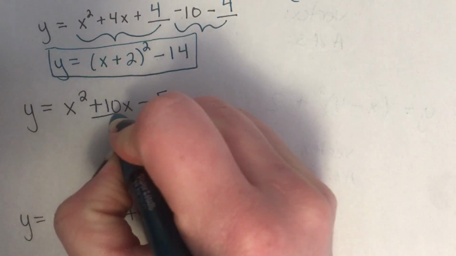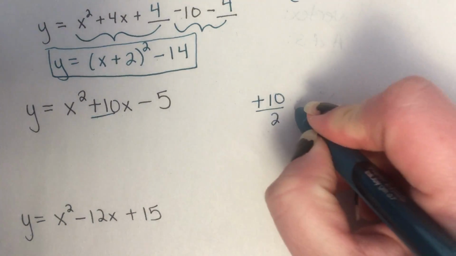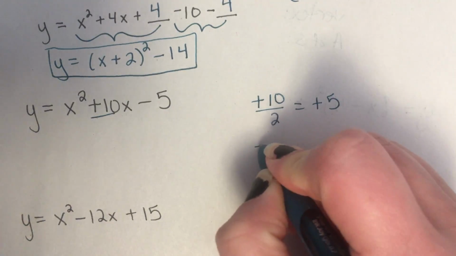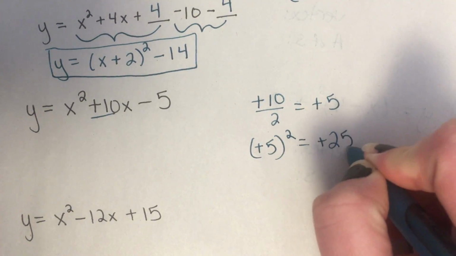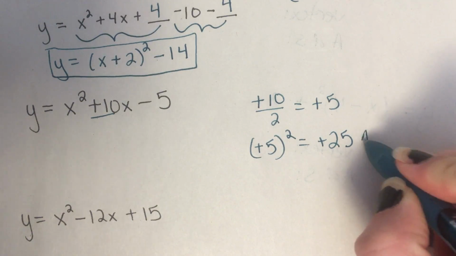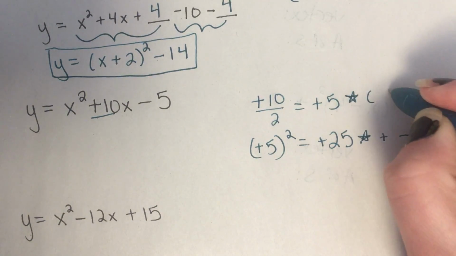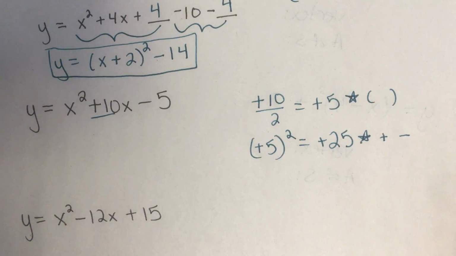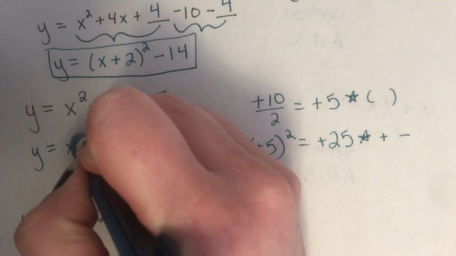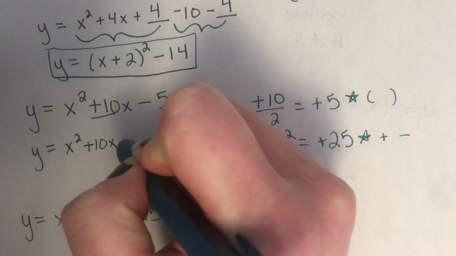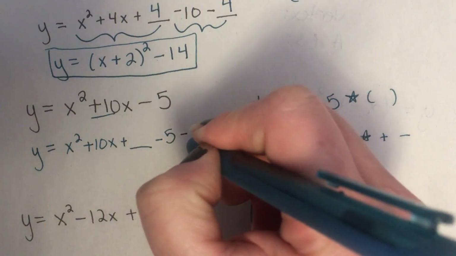So I can take this positive 10 off to the side, divide by 2 to get positive 5, take positive 5 and square it to get a positive 25. This is the number that I'm going to be adding and then subtracting. This is the number that's going to go into the parentheses. So let's set up our formula. X squared plus 10x plus a number minus the 5 minus a number.